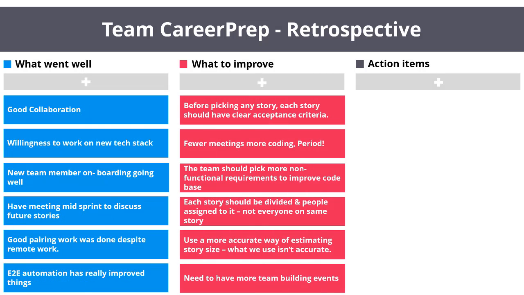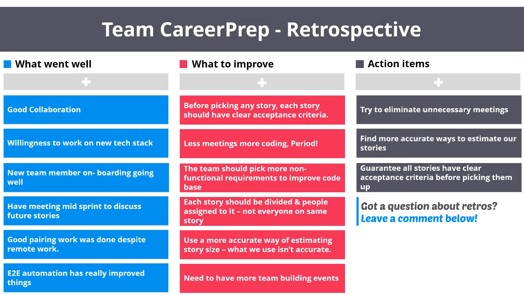What to improve? Fewer meetings, more coding, period. Before picking up any story, each story should have clear acceptance criteria. At least everyone to review the PR. The team should pick more non-functional requirements to improve the code base. Stories should be independent and have business value on their own. Each feature and task should be divided, and people assigned to it, not everyone on the same story. Guarantee E2E automation success status after every code merge to develop. Use a more accurate way of estimating story size. What we use isn't accurate. Need to have more team building events.